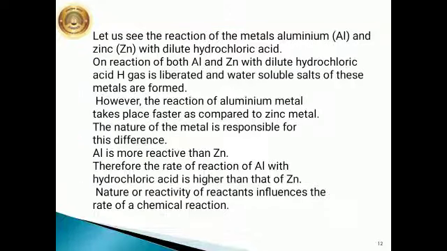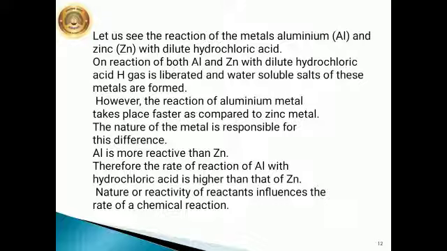Now let us see the reaction of the metals aluminium and zinc with dilute hydrochloric acid. On reaction of both aluminium and zinc with the dilute hydrochloric acid, hydrogen gas is liberated, means it is given out, and the water soluble salts of these metals are formed. However, the reaction takes place a little faster with aluminium than with zinc. So we can say that aluminium is more reactive than zinc. Therefore, the rate of reaction of aluminium with hydrochloric acid is higher than that of zinc. So the nature or the reactivity of the reactant influences the rate of chemical reaction.